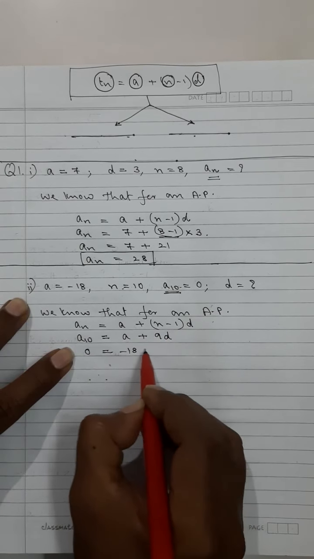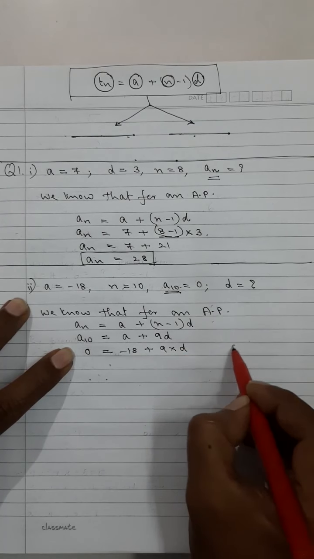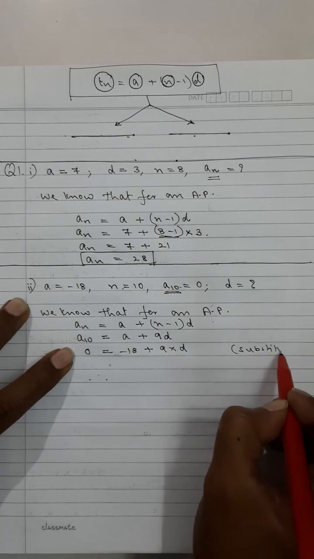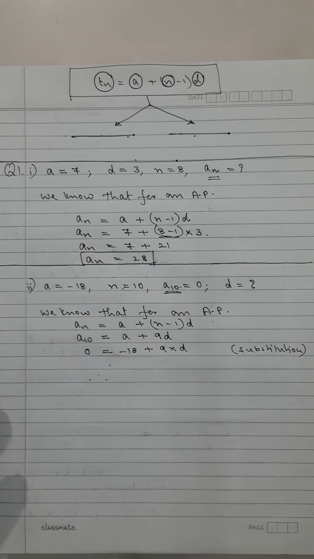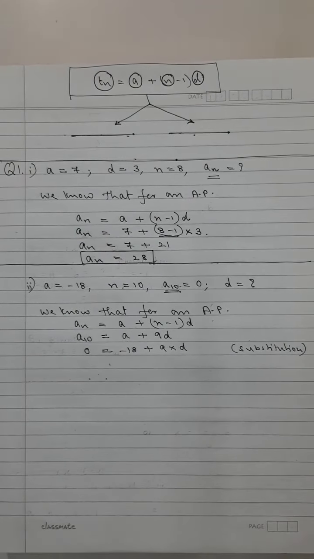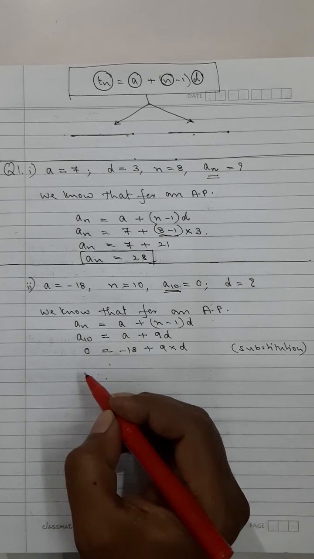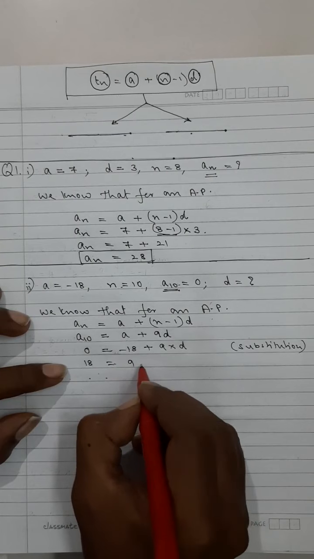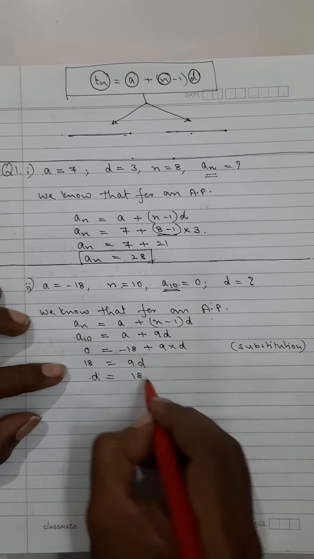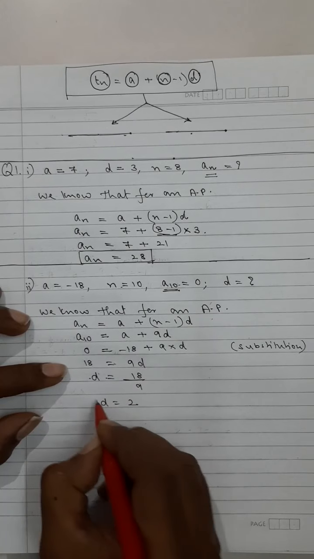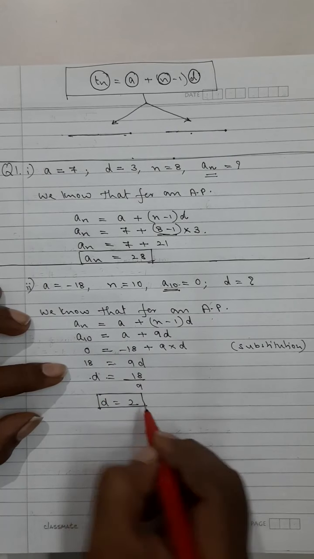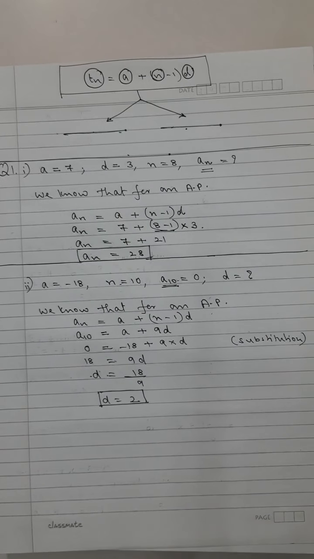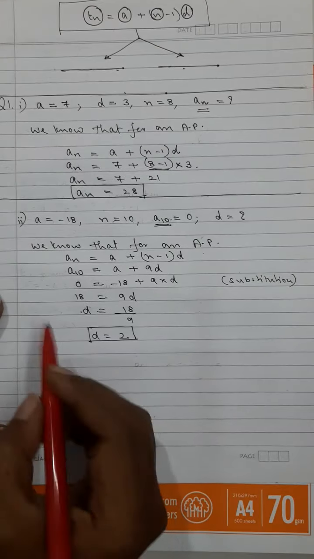Now A10 is equal to 0. A is equal to minus 18, plus 9 into D. Here you can write the substitution. So we got here, minus 18 will go on the other side, and we will get plus 18 is equal to 9D. D is equal to 2. Okay, my dear students, so with this we are slowly, steadily moving forward. Second question is over.